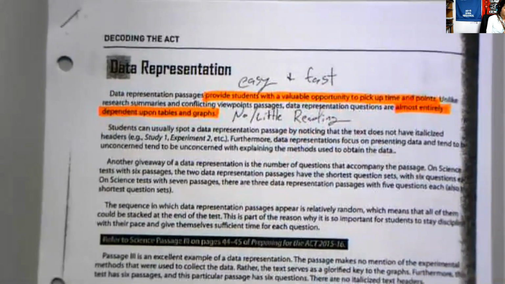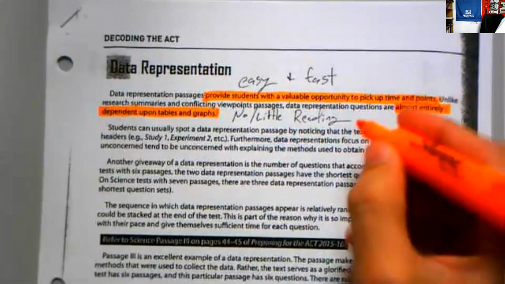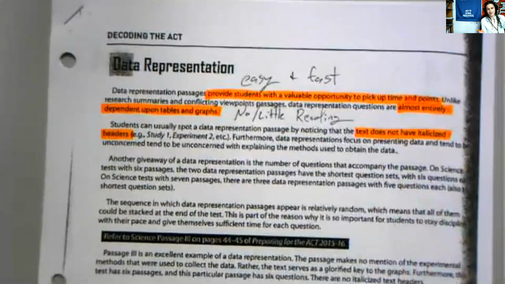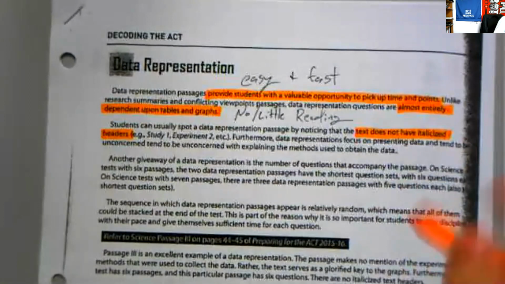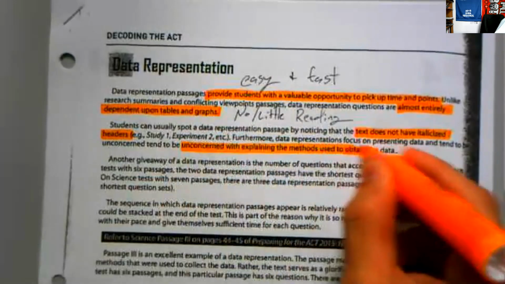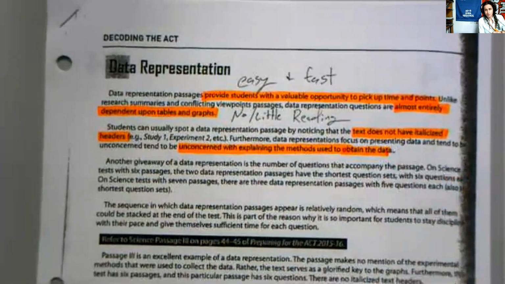Students can usually spot a data representation passage by noticing that the text does not have italicized headers. It's not going to be study 1, study 2, study 3. It's going to be, here's the data. There's a typo here. They're unconcerned with methods used to obtain the data, and that should be exciting to you. We don't care where the data came from. We just care about what the numbers are. So these are going to be generally easier to work. All right, I'm not too worried about that passage.